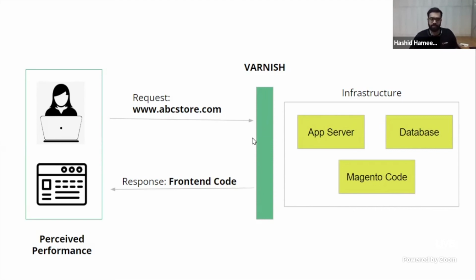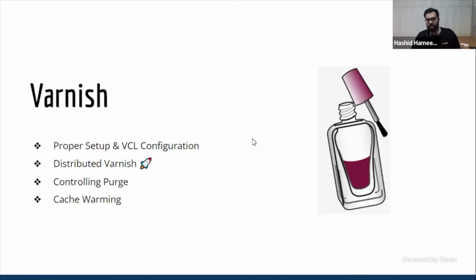Okay. So now in varnish, there are a couple of things that you have to take care of. So one is proper setup and VCL configuration, and one is distributed varnish. So if you have users from different parts of the world, you can basically distribute your varnish so that wherever the user is, he gets the varnish response from a region nearby. Now that can be killer. Okay, which is what Fastly does. That's why you see Adobe Commerce Cloud websites are super fast. And controlling the purge, I'll not talk about it because of time.